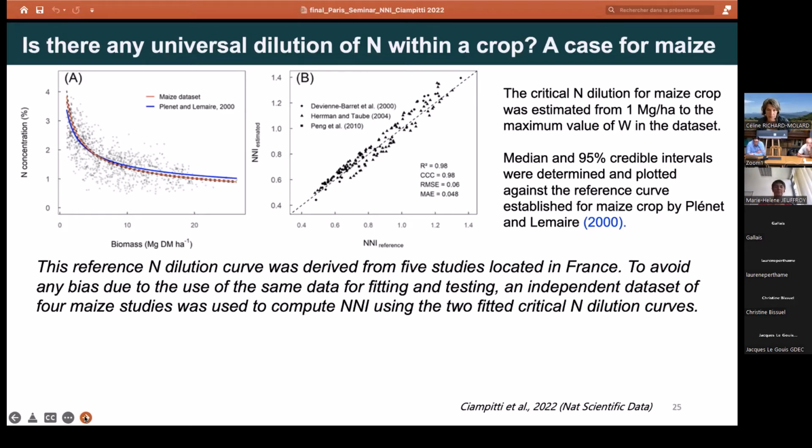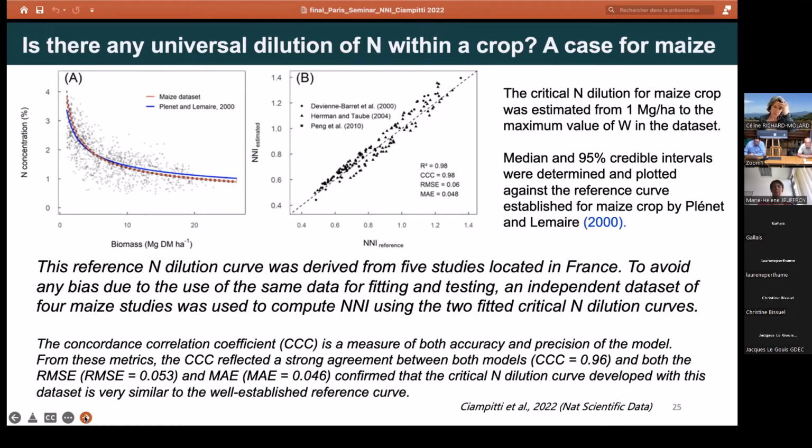And imagine that this reference curve was derived from, I think, five or more studies located in France. Then we did that independent analysis on the second panel just to make sure that we were evaluating and computing NNI in two different ways. We have different metrics, and we can discuss those metrics, but it basically confirms that the data set is very similar to the well-established curve.